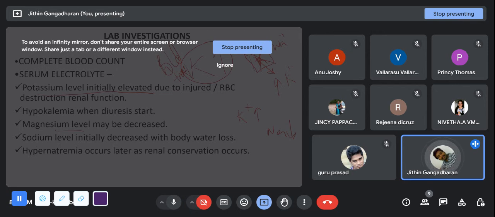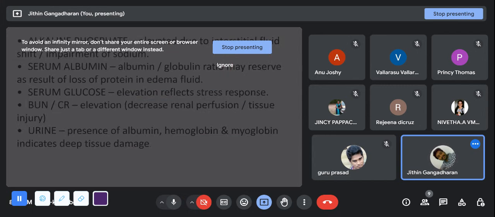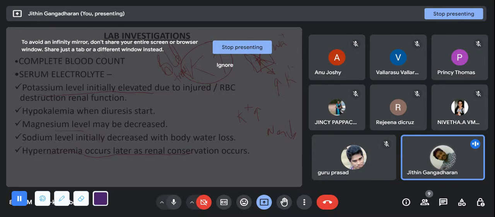Later, hypernatremia can occur as a later stage, as we recover the renal function. Okay, then kindly understand in the initial stage there will be a potassium increase as well as a sodium decrease, and magnesium. Kindly see the magnesium. Magnesium is also decreasing here.